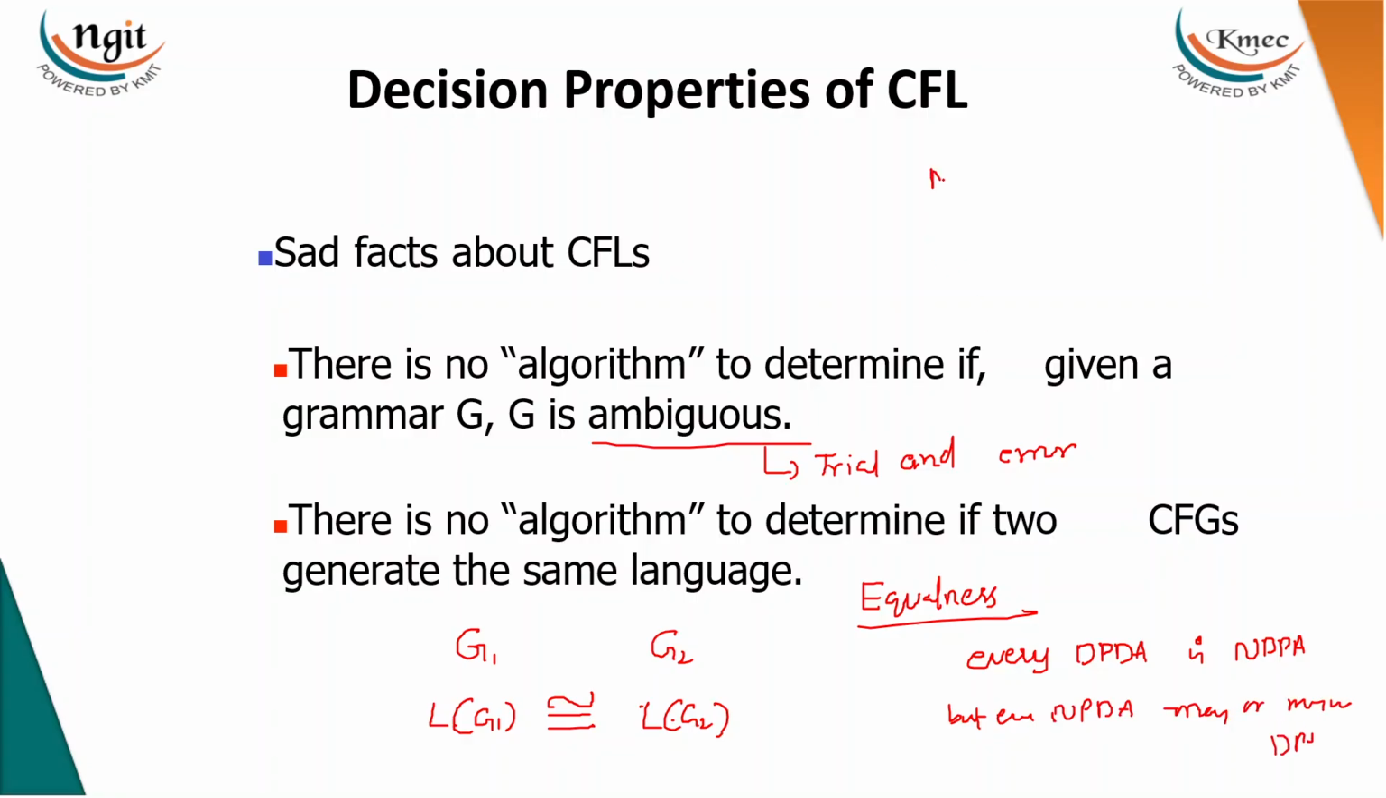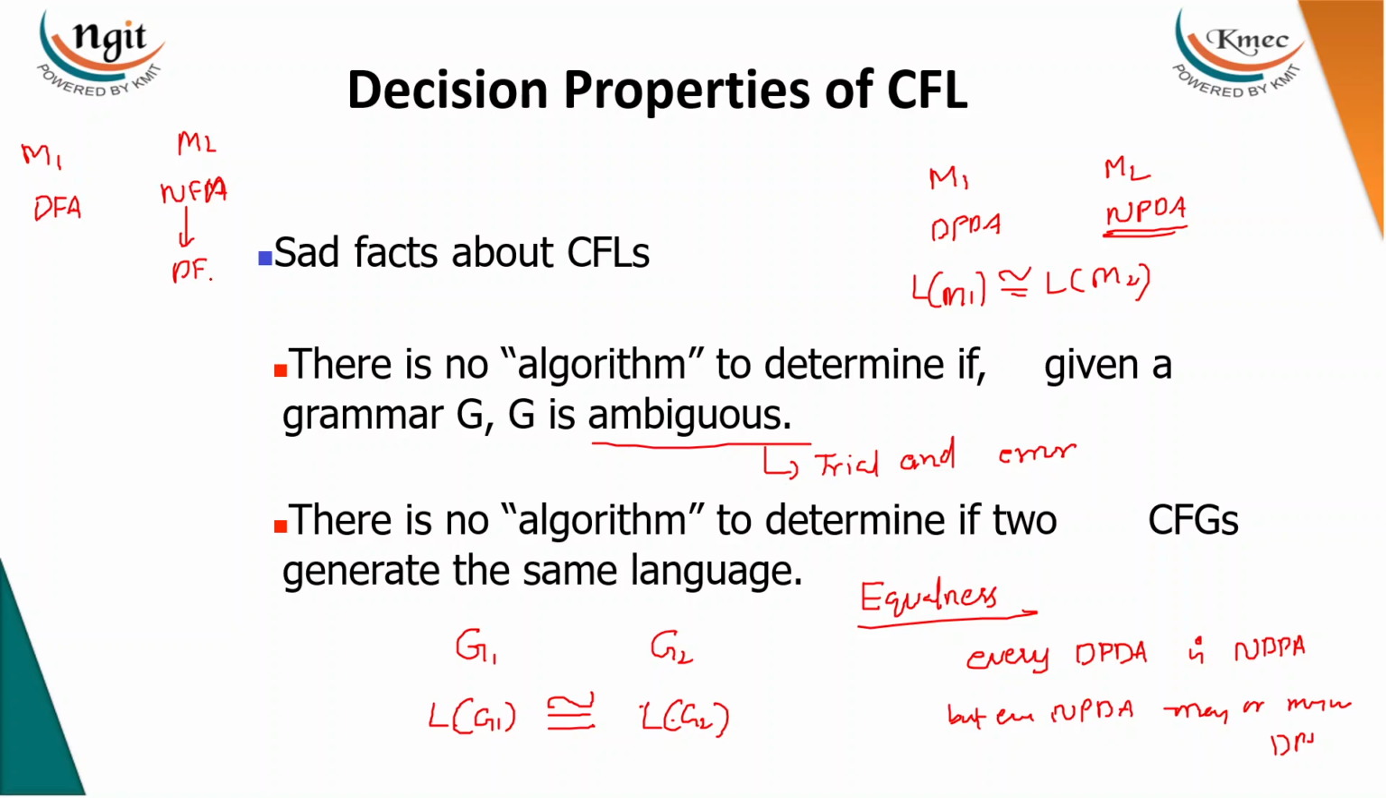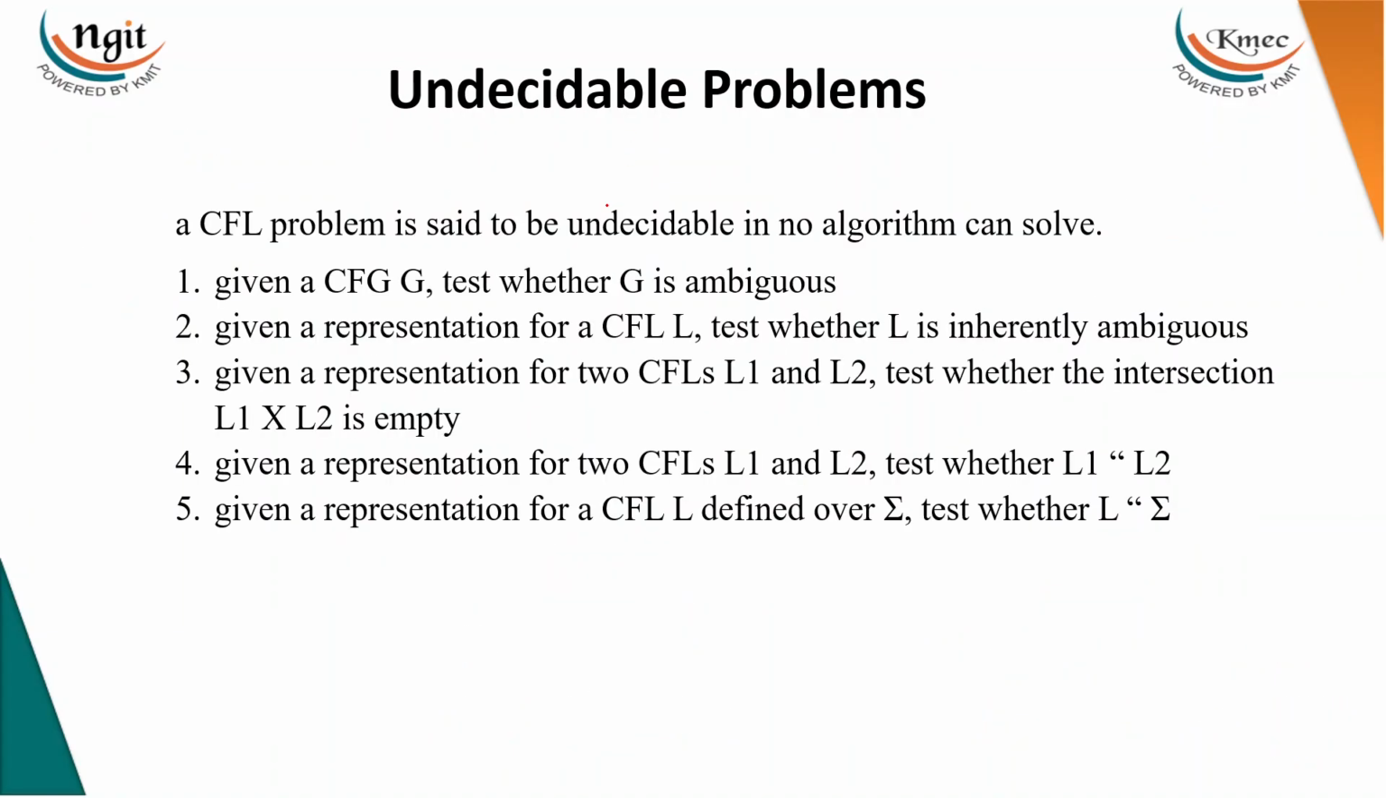Assume that we have taken one machine M1 which is a DPDA and another machine M2 which is only an NPDA, with no equivalent DPDA existing. Then how can I prove that the language accepted by M1 is equivalent to the language accepted by M2? That is not possible because we don't have any conversion algorithm. Whereas equalness in regular languages is possible. For example, if you have a DFA for M1 and an NFA for M2, convert the NFA to a DFA. We have an algorithm for that, and then you can run the equivalence algorithm on the two DFAs. But we don't have such a conversion technique here, and that's the reason we cannot do it.